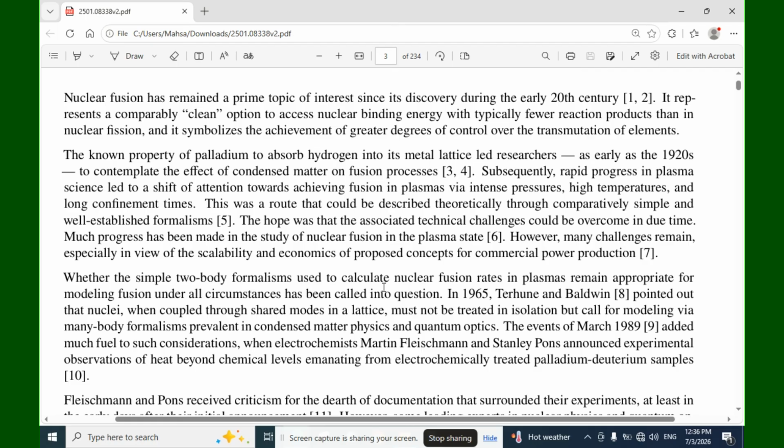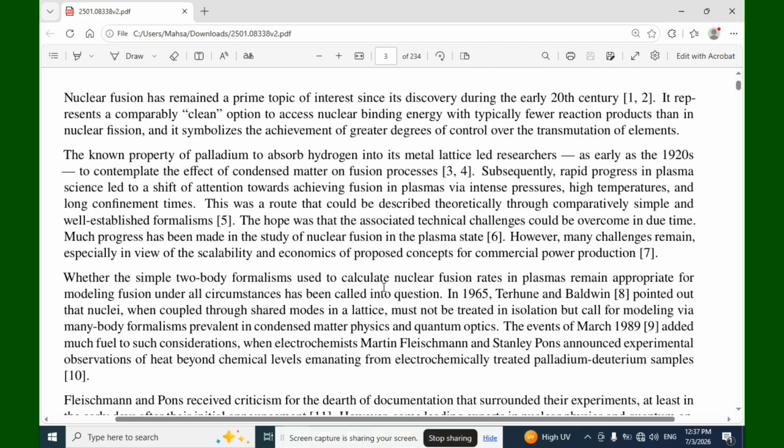Whether the simple two-body formalisms used to calculate nuclear fusion rates in plasmas remain appropriate for modeling fusion under all circumstances has been called into question. In 1965, Tarrant and Baldwin, in Reference 8, pointed out that nuclei, when coupled to shared modes in a lattice, must not be treated in isolation, but call for modeling via many-body formalisms prevalent in condensed matter physics and quantum optics.